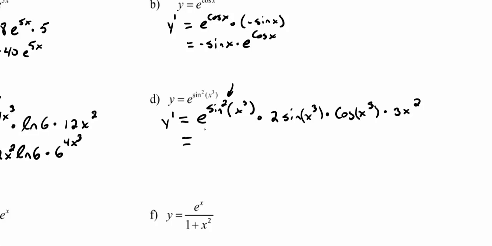Okay, putting it all together, we get 6x squared times e to the power of sine squared x to the power of 3 times sine x cubed times cos x cubed, and done.